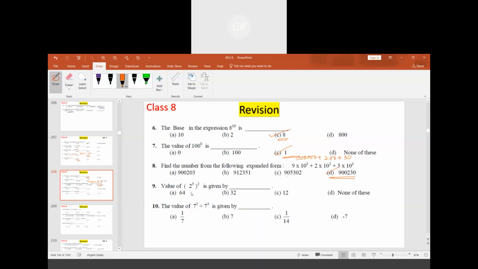The value of this is 64. So 2 to the power 6 is 64.